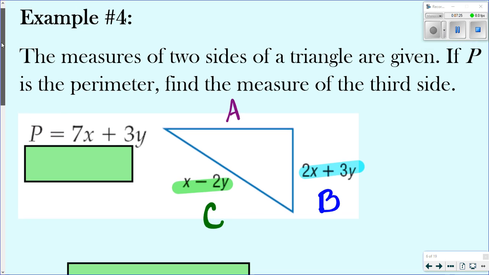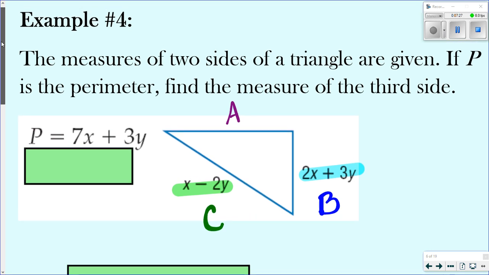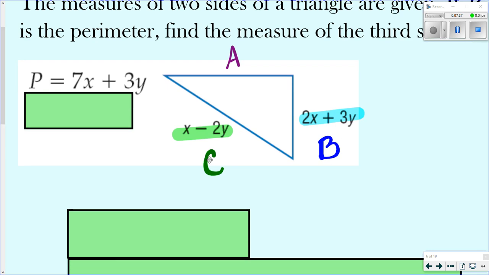So it says the measure of two sides of a triangle are given. If P is the perimeter, which is 7x plus 3y, find the measure of the third side. So they gave us side C, x minus 2y, and then side B, 2x plus 3y. We're looking for side A.